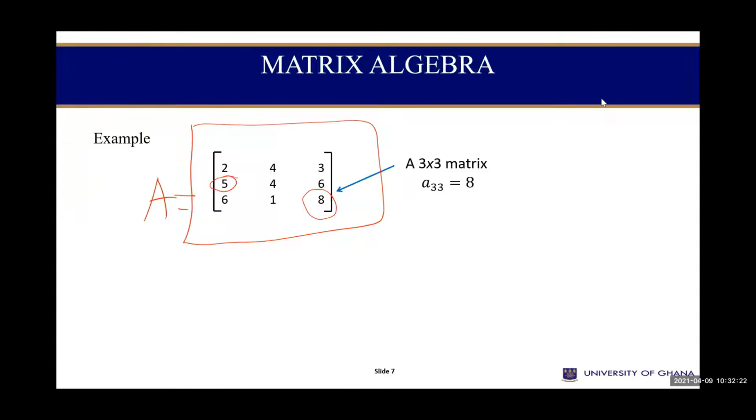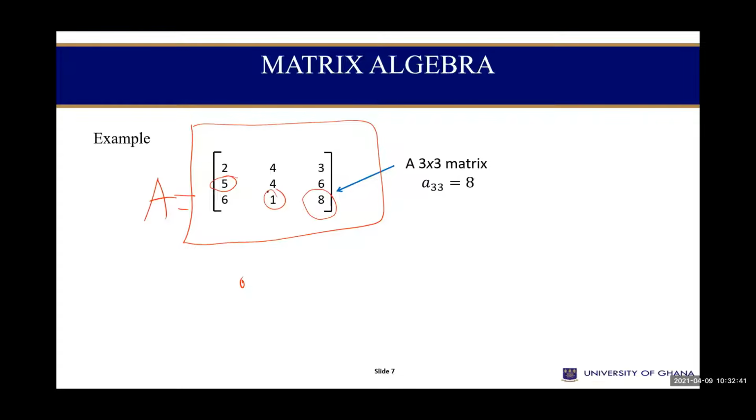The number 1, who can help? The number 1. Row 3, column 2. Row 3, column 2. So that is all we are looking at. But then these are just the elements. We need to know the dimension of the matrix.